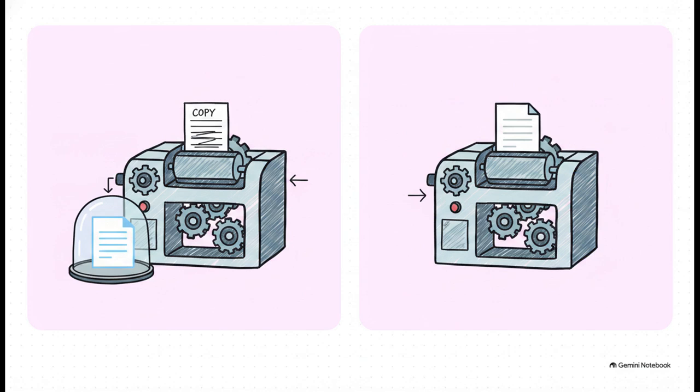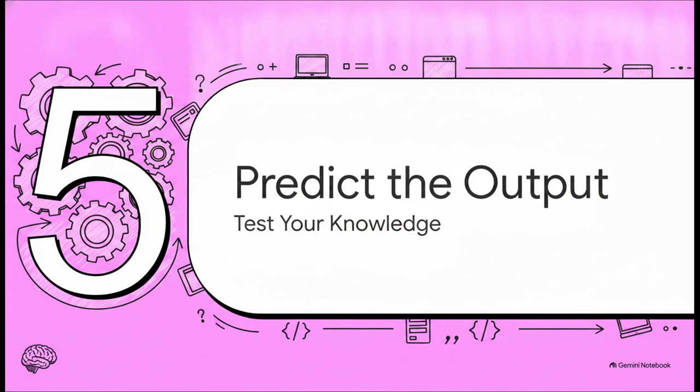And there is one massive absolute rule here. Never, ever return a reference to a local variable inside a function. Because when that function ends, the local variable is destroyed, and your reference will just be pointing to dead, empty memory.